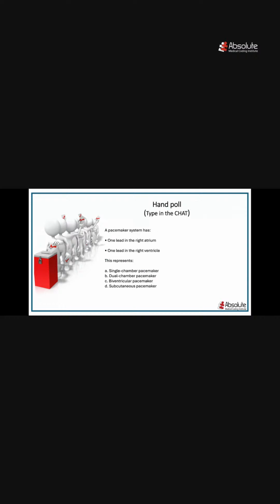All right. The last scenario for this week. A pacemaker system has one lead in the right atrium and one lead in the right ventricle. This represents option A, a single chamber pacemaker, option B, a dual chamber pacemaker, option C, a biventricular pacemaker, or option D, a subcutaneous pacemaker. What say you, coders?